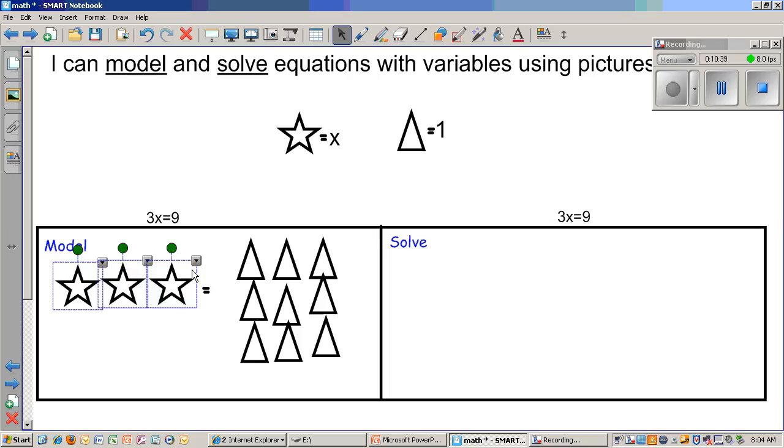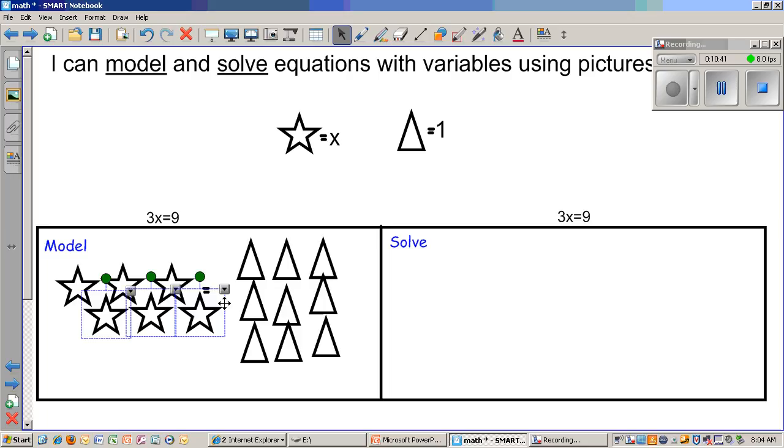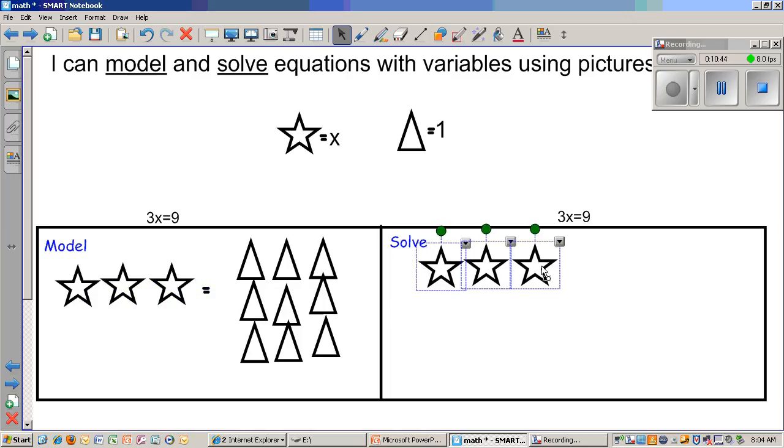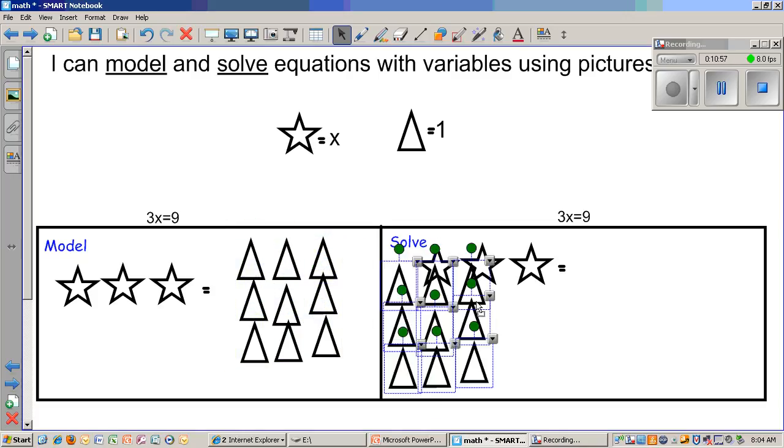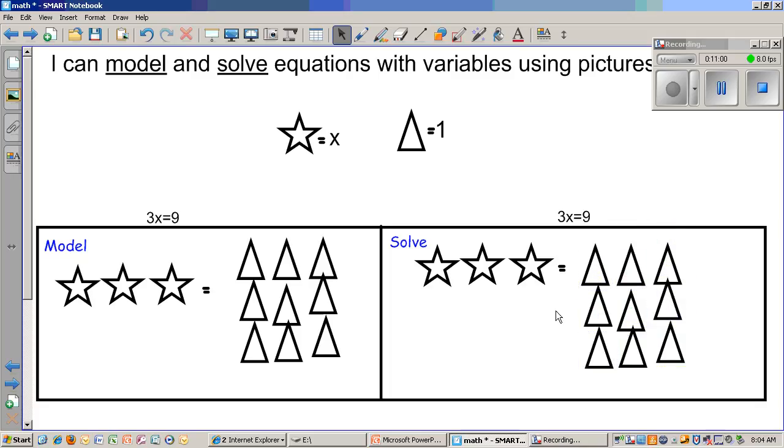So let's go ahead and just remodel what we did over here. And this is going to say 3x is equal to 9 once again. So I have 3 here, and I have 9 over here, so I just need to make sure that these are equal. So that means we're going to have to put 6 here. Here's 7. Here's 8. Here's 9.